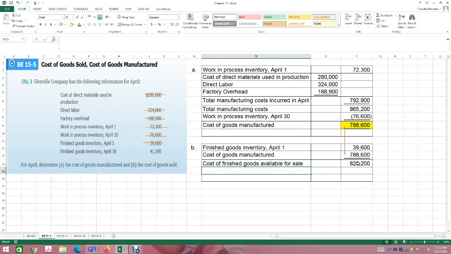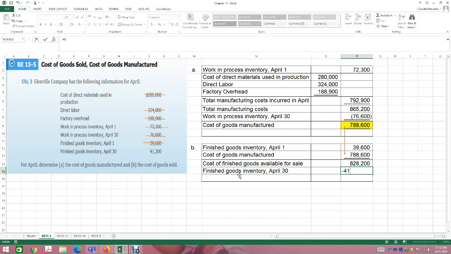So what are we going to do? Well, I had total available for sale of $828,200. I know that at the end of the month I have not sold $41,200. So what am I going to do? I'm going to subtract that number. So I'm going to have my finished goods inventory at the end of the month. Now this represents what you have not sold during the month, and I'm going to subtract it because this is the inventory that you have available in your warehouse to be sold. They're done, they're finished, but you haven't sold them for whatever reason.